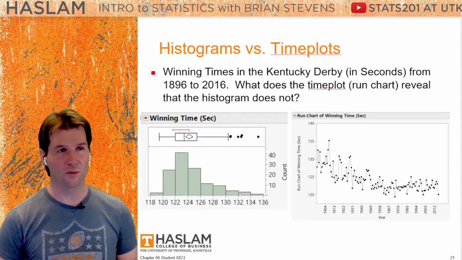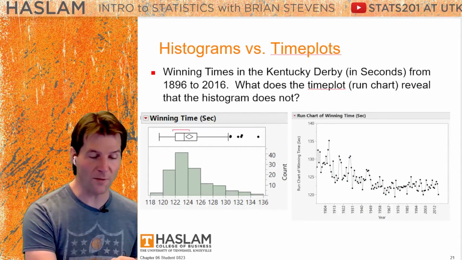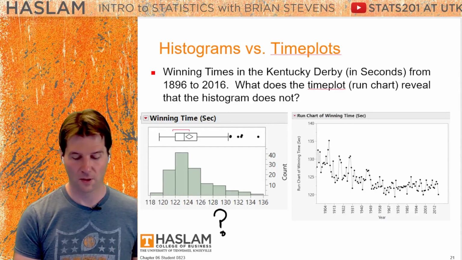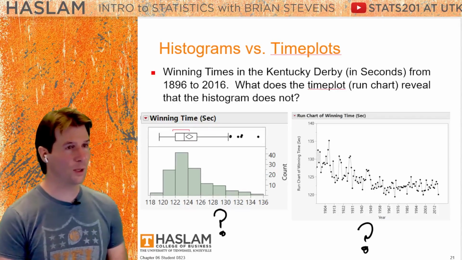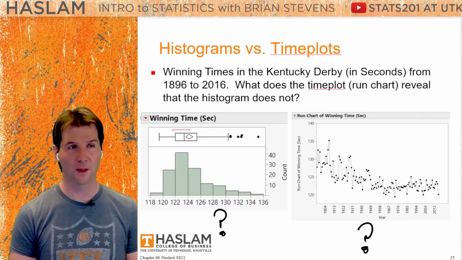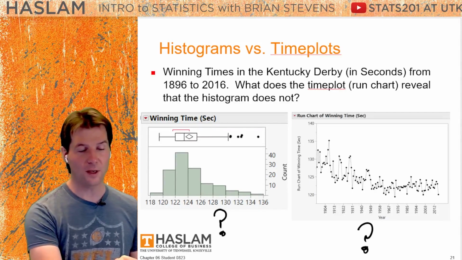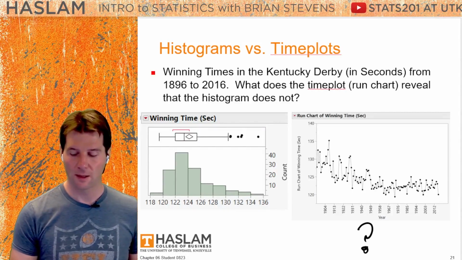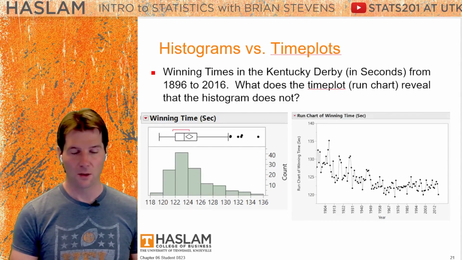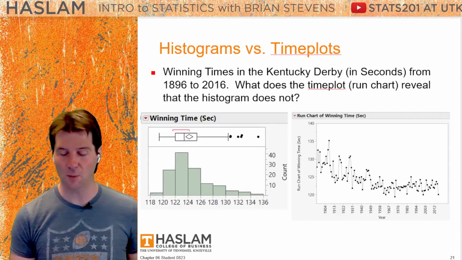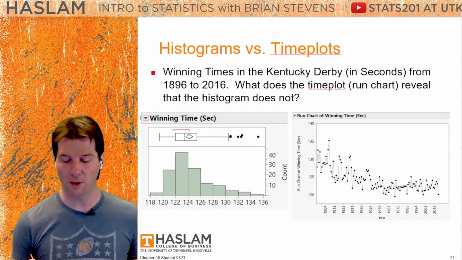But here's an important review question. The graphic on the left is a what? The graphic on the right is a what? See if you can answer these and know what they are. Let's go over that. Well, the graphic on the left is a histogram. The histogram is a univariate visualization of quantitative data. The graphic on the right is a scatter plot, and more specifically, a time plot.